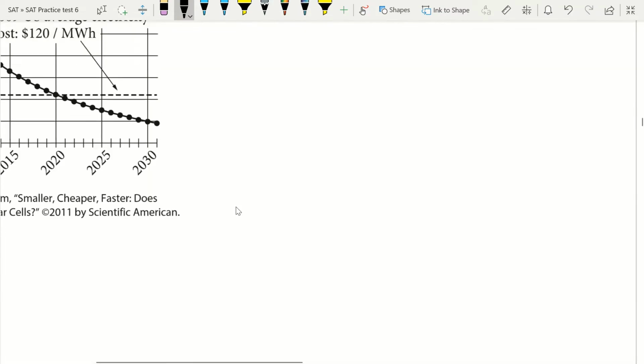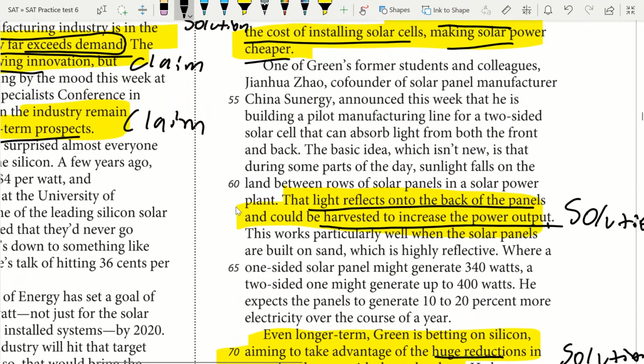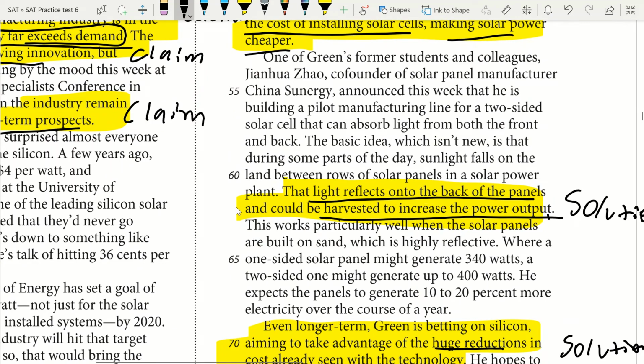that's right around the mid to low 60s. Yep, right here. I highlighted this as well. It was a solution. As you can see, highlighting solutions, problems, and claims really helps when you have to go back and find evidence, because you kind of already have it there. So in this case we have that light reflects back onto the panels and could be harvested to increase power output.